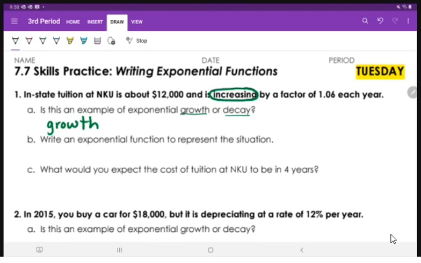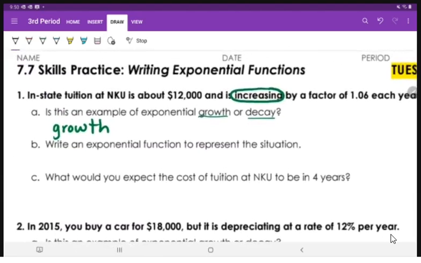So moving on to part B, since this is a growth model, we know we're going to be using something in the form y equals A times the quantity 1 plus R to the T. That's what growth tells us, is that we're going to be using a plus there. So we need to read our problem and look for an A and a rate. So our A value is our starting amount. Well, the starting tuition, or the tuition at the start of this problem, is $12,000. So we would write y equals 12,000.